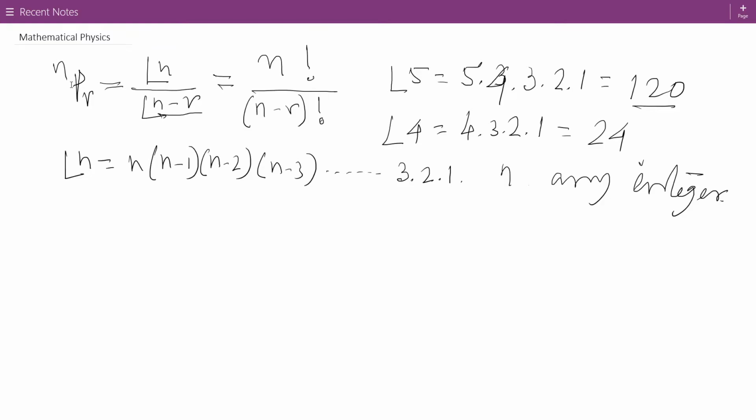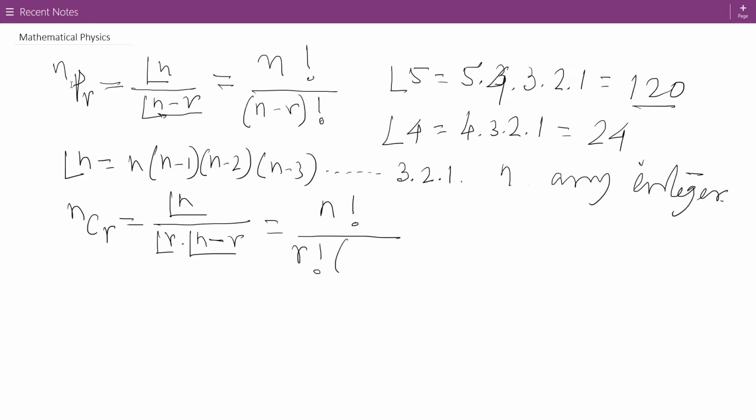Another expression is nCr, where C stands for combination. You write factorial n by factorial r into factorial n minus r, or you write in this way: n factorial by r factorial into (n minus r) factorial.